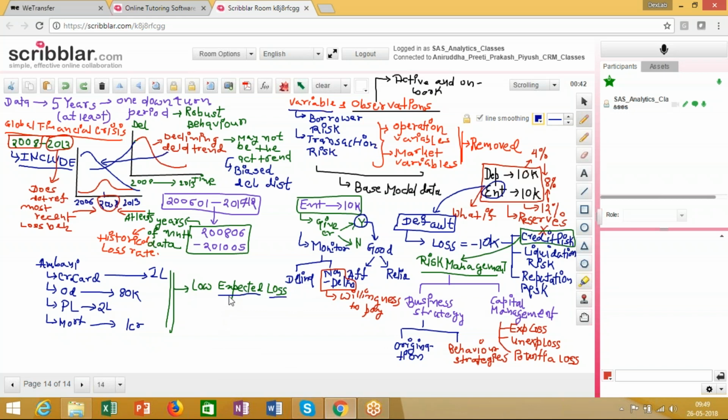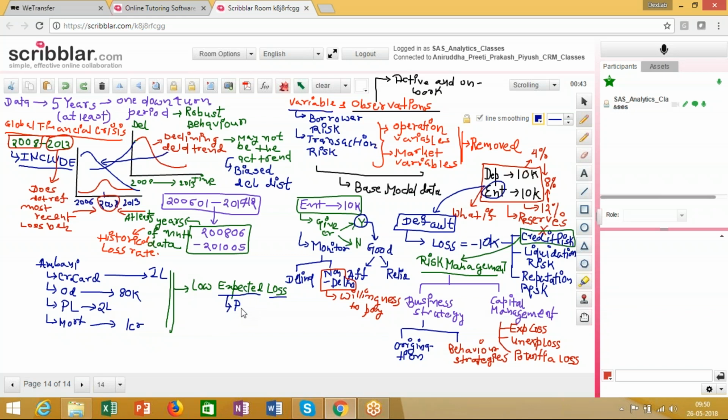Now what do I mean by expected? On what basis will I form my expectation that this account may go into loss? So my first pillar of forming my expectation is my probability to default. So what are the chances that this account will default? I'll earn a loss on the account if and only if the account goes into default, right?